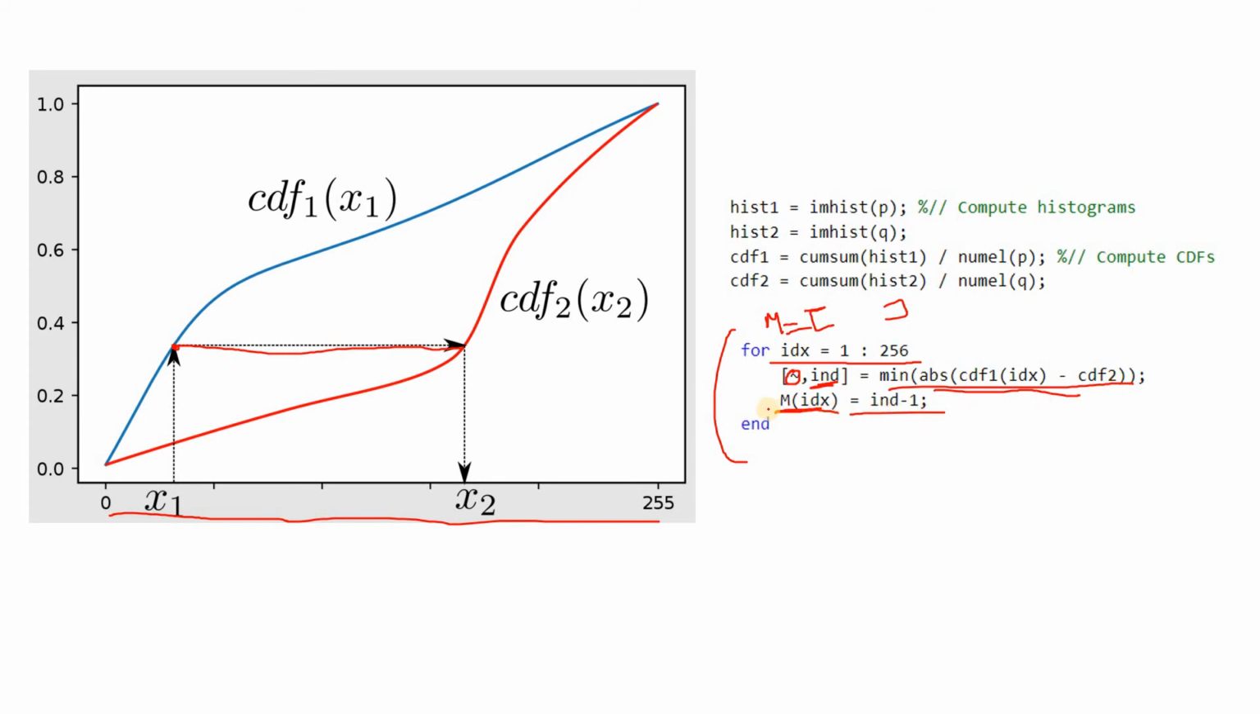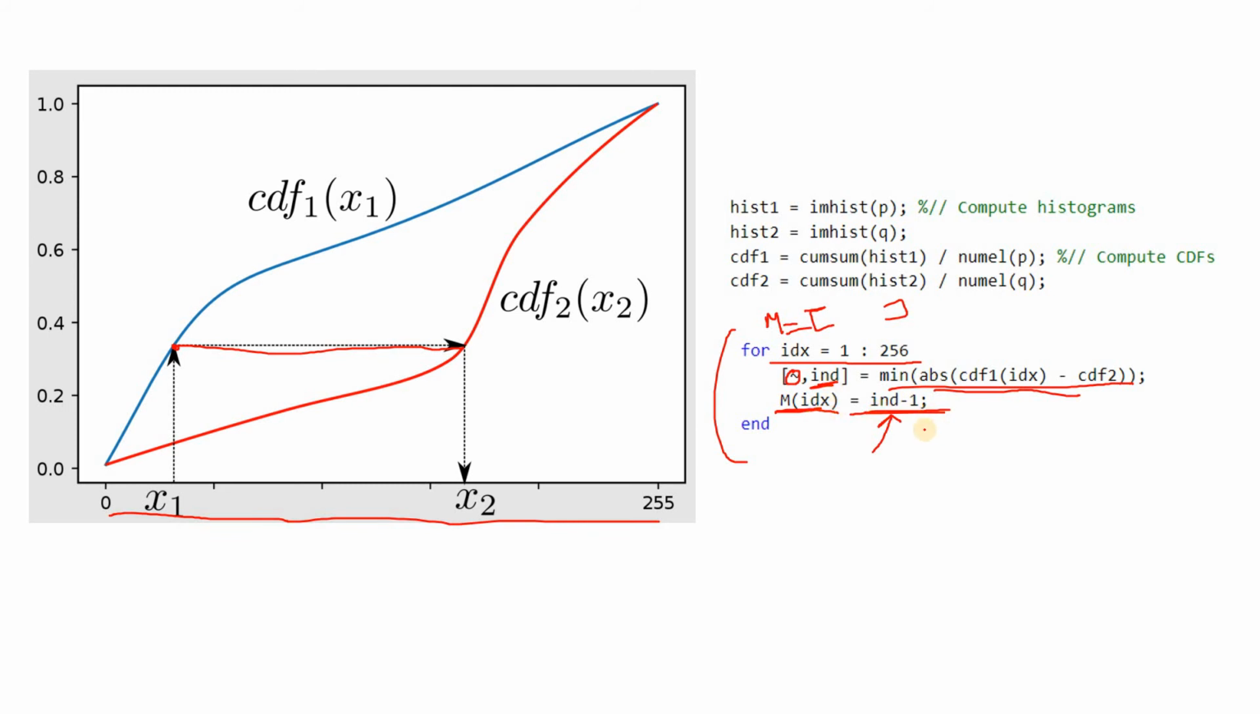Okay, now we have to map. This mapping should be done in the 0 to 255 range, so we are subtracting 1. Try to understand, this is due to MATLAB's property that array index starts from 1. But for our image's unsigned integer 8-bit representation, it should be 0 to 255. So M of idx equal to ind minus 1 we are doing. Here we cannot do idx minus 1 because M of 0 will be undefined.